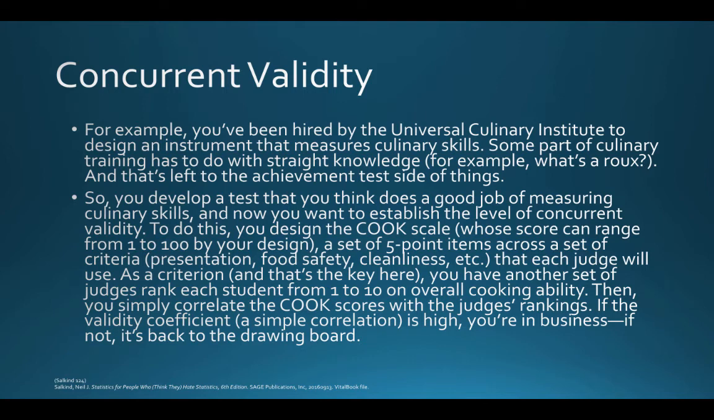And so after the Cook scale, you rank all of the cooks. Then you have someone come in and rank the cooks on their cooking ability. Well, if those judges' rank order is similar or correlated to the rank order from your scale, then that is an indication that, yes, we have concurrent validity.